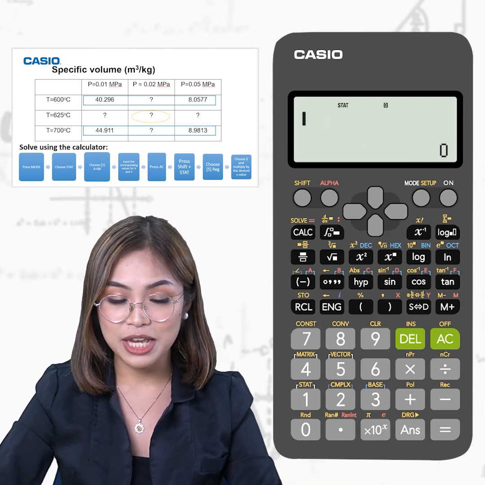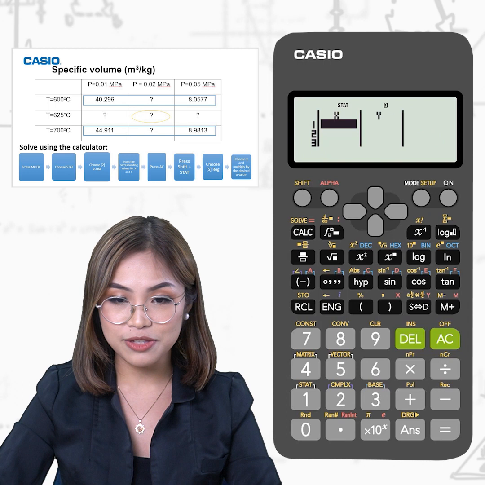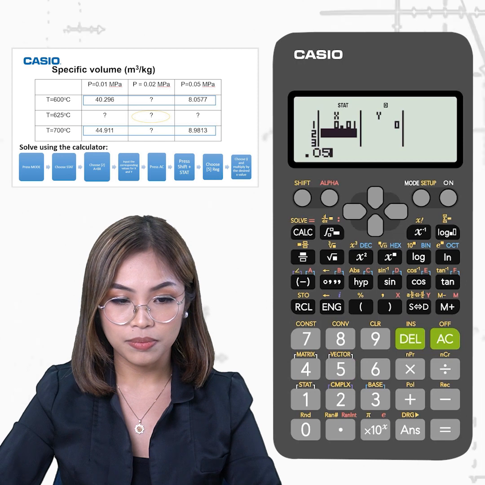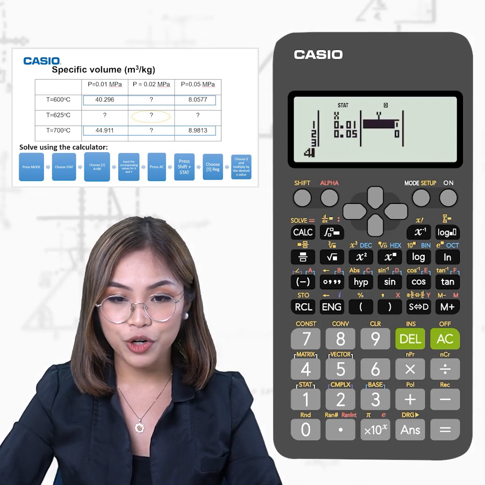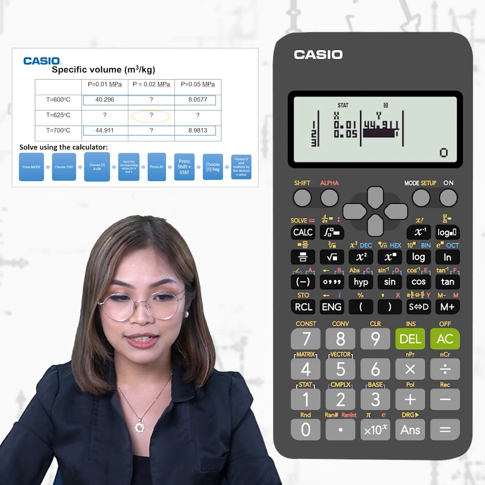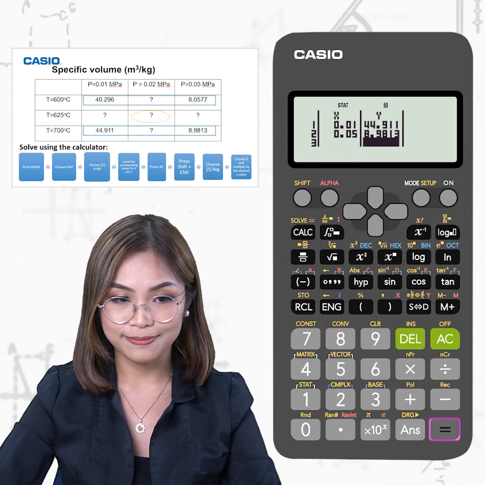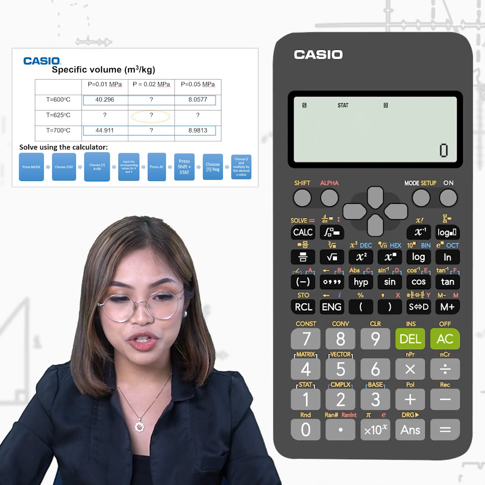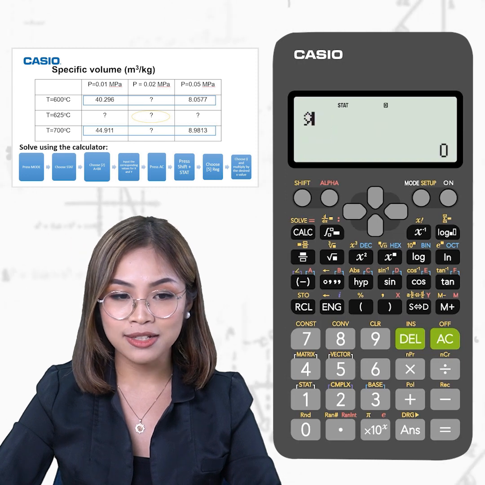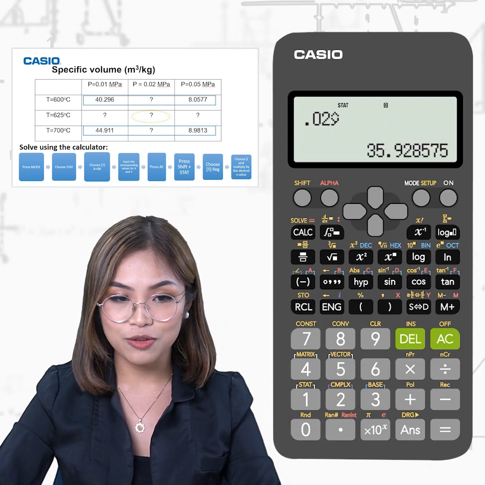So we will just do the same steps again. Press Mode, Stat, choose 2, and then let's input these values, 0.01 and then 0.05. Next, for Y, we have 44.911, press equals, and then 8.9813. And then we have to press AC again, press Shift and Stat, and then select Reg 5, and then select Y hat again. Multiply that by our desired pressure, which is 0.02 MPa, and press the equal sign.